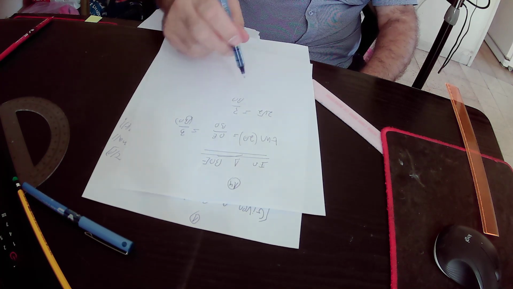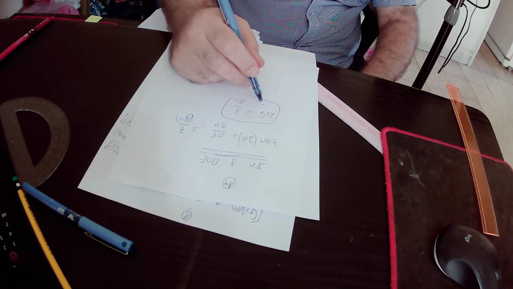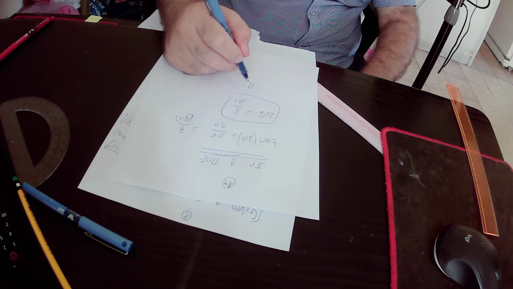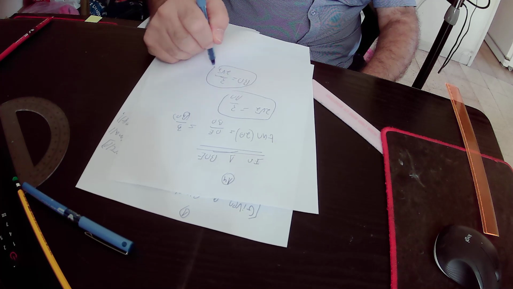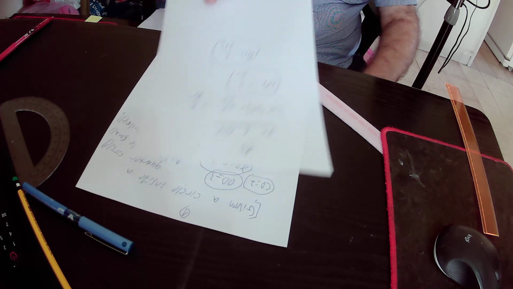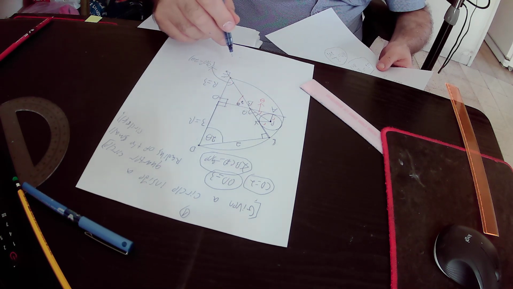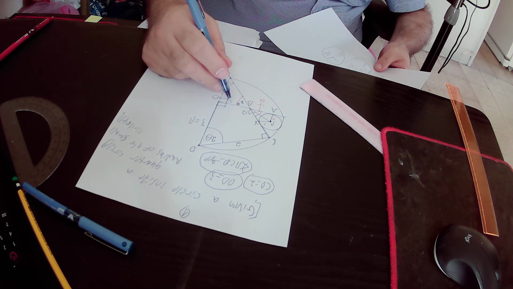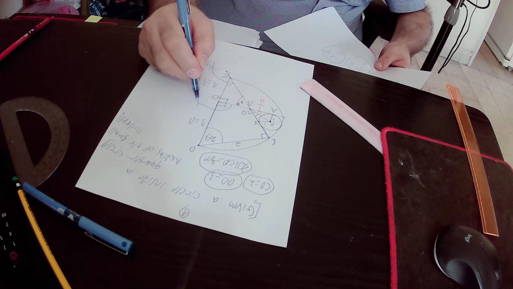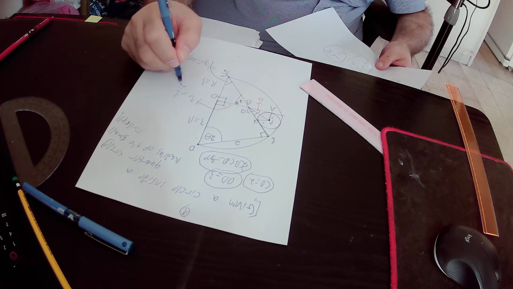Here we will multiply this equality by BO, and then we will divide it by 2 times root 2, and we will get that BO equals 3 over 2 times root 2. Okay, so we found out the value of BO. BO equals 3 over 2 times root 2.